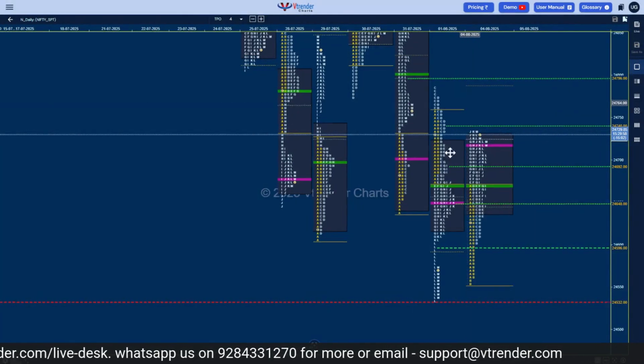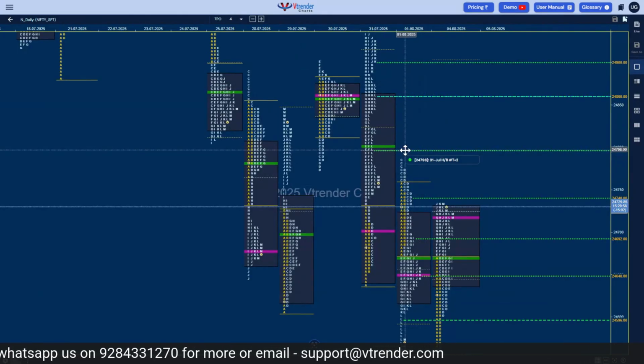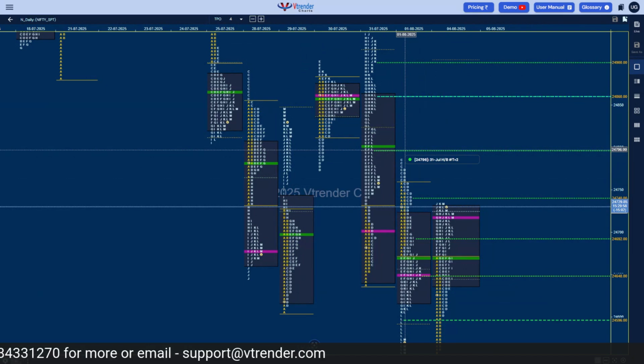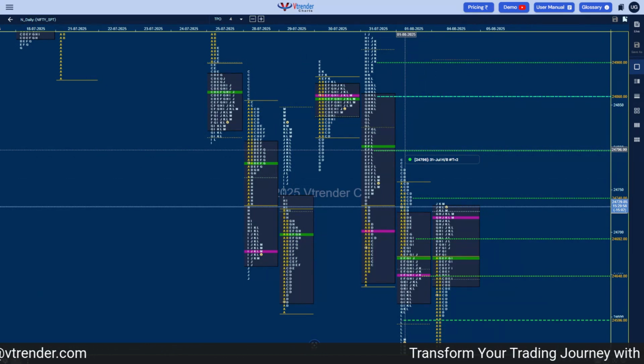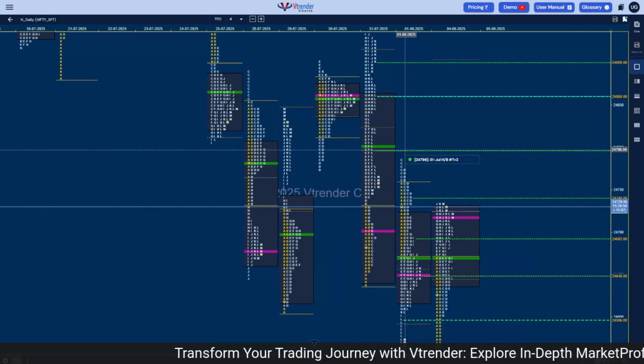If we are able to take this out, we can continue higher to this halfback. 24796 is also a very important higher time frame reference, not just for this month but for the entire remaining year of 2025.